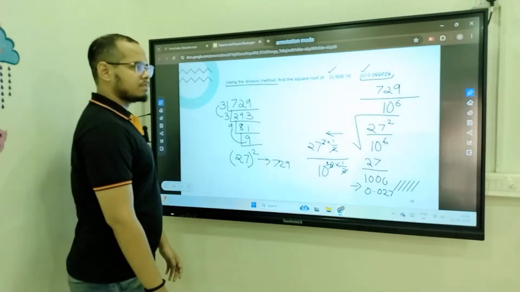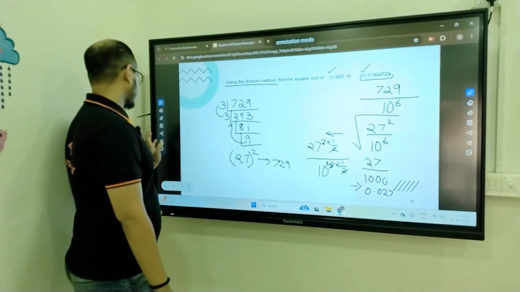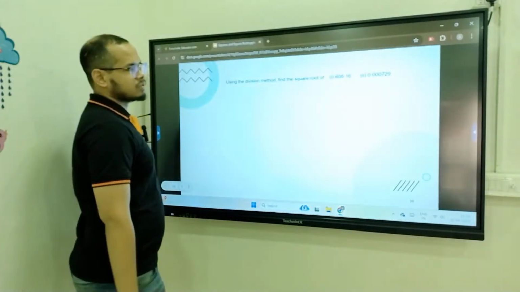Okay, what did we do here? Simple prime factorization method. Now let's solve the next one using the division method.